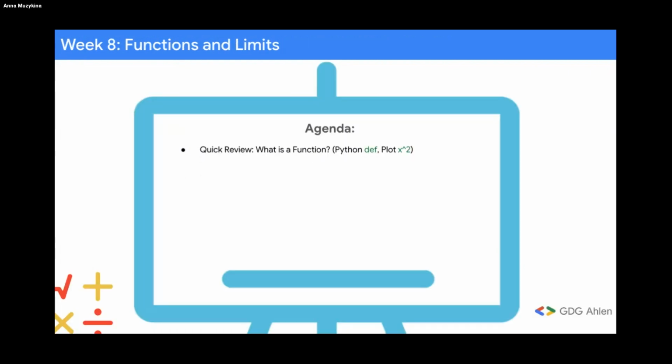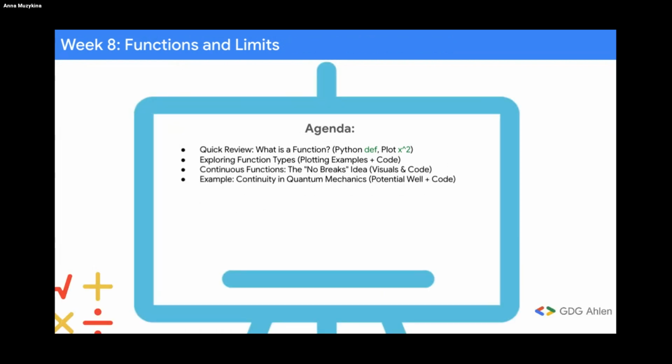Quick function refresher: definition, Python def, plotting f of x equals x squared. We will plot several different types of common functions using Python to get familiar with their shapes, and we will look at the code. We will discuss continuous functions and look at code to visualize continuous versus discontinuous types. We will see a practical example linking continuity to quantum mechanics.